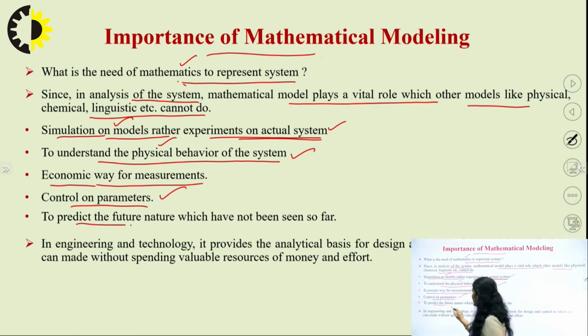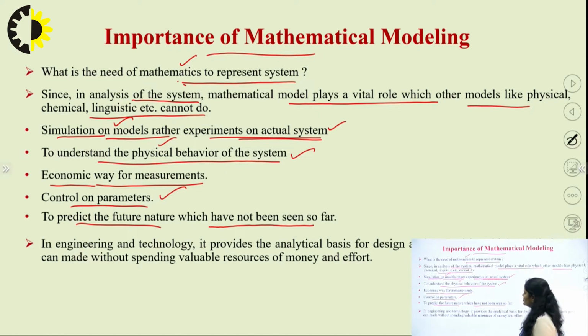To predict future nature which has not been seen so far, we can take the example of forecasting methods. Forecasting techniques are also based on previous data. In forecasting also, we collect the data, we analyze the data, then we draw the conclusion from the data, and then we predict for the future. So, here also we are using mathematical approaches.